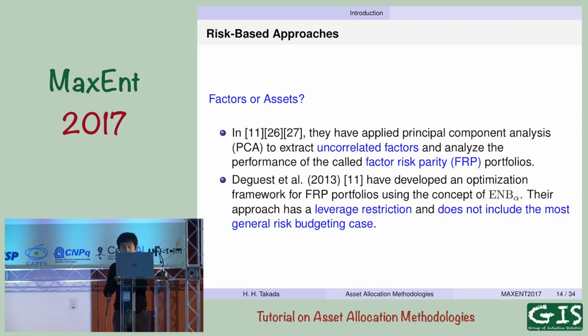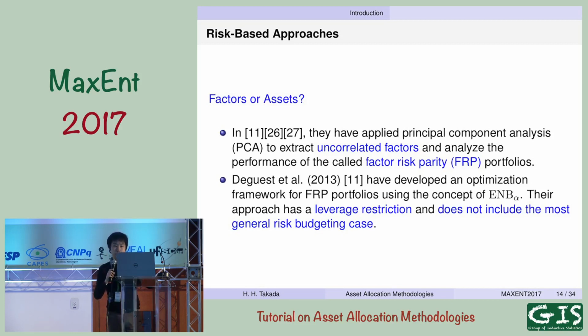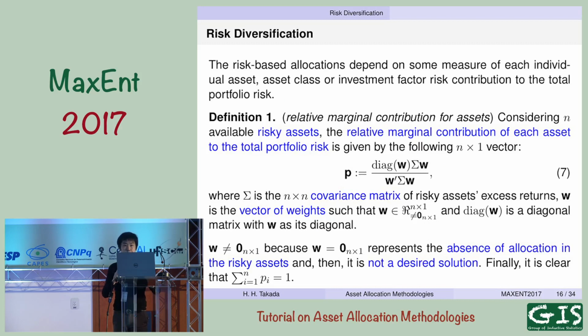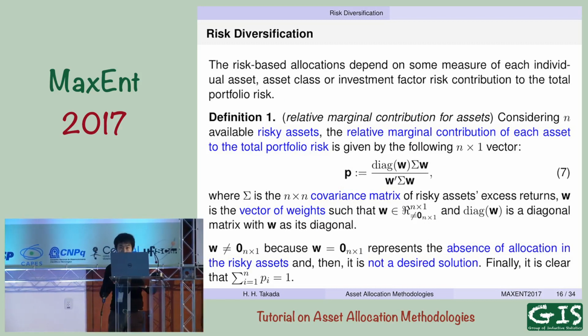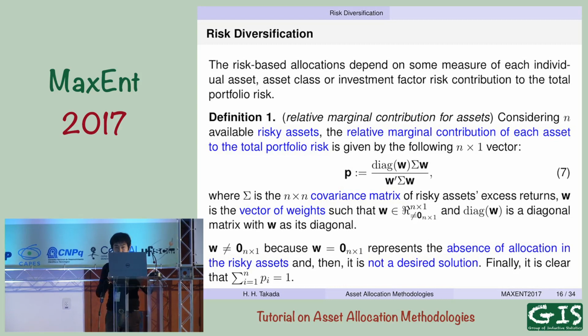Well, so we are going to use principal components to represent the assets in terms of uncorrelated factors. And there is the paper from the guest where they present the concept of the effective number of bets, which they consider as the objective function to be used in the optimization problem to obtain the Riskparity portfolios. So the definition of the contribution of risk, just to formalize a little bit more, is a vector P.